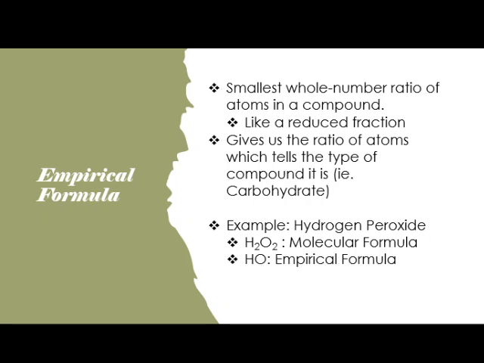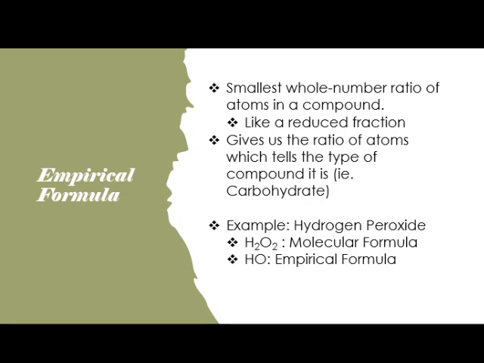Everything that has a 1-to-1 ratio could be classified as a hydrocarbon. A carbohydrate usually has carbon, hydrogen, oxygen in a certain ratio. So by reducing them down to the empirical formula, we can quickly look at something and go, oh yeah, that goes in that group, because they're all going to be the same.